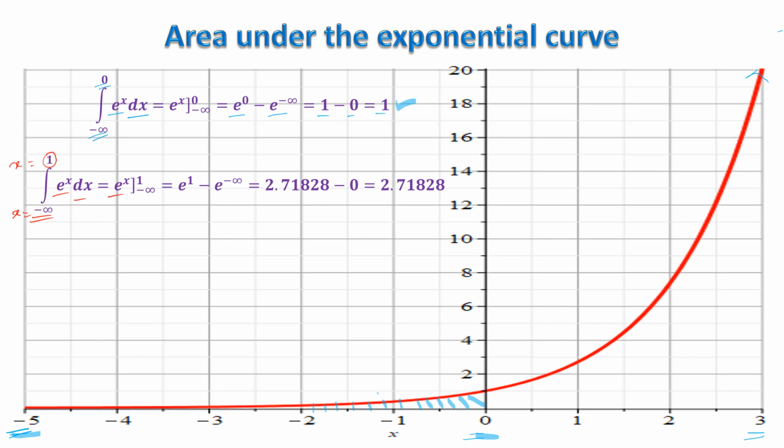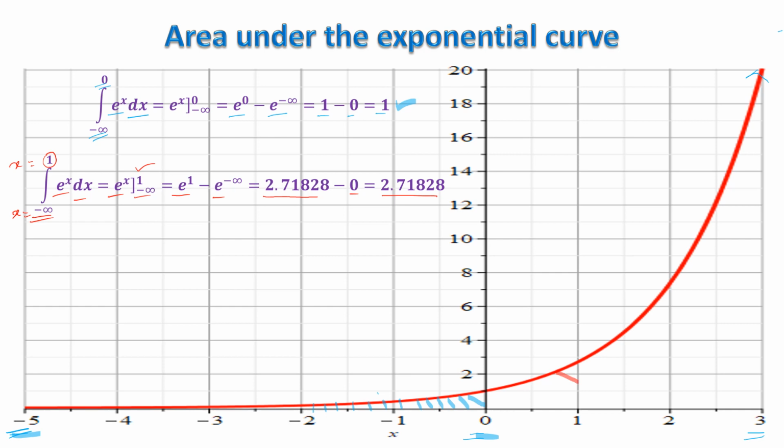This integration is e to the power x. Only the limits are from minus infinity to 1. Upper limit e to the power 1 minus lower limit e to the power minus infinity. So e to the power 1 is 2.718 minus 0. It leads to this. Now this will represent the area under the curve for values of x rolling from minus infinity to 1. So I want to shade this area now.